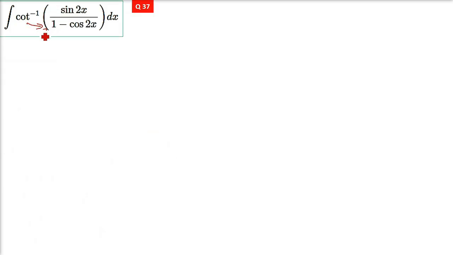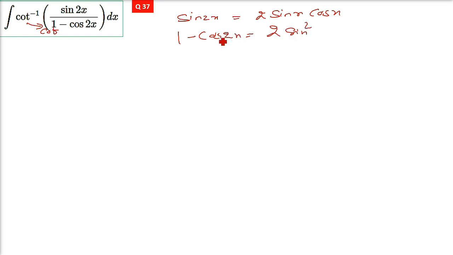Now cot inverse. So what do we need here? We need a cot here, so that cot and cot inverse can be cancelled out, and we are only left with the internal thing. So sine 2x can be written as, you know the standard result of sine 2x, it's 2 sine x cos x. What about 1 minus cos 2x? You know it by now. 1 minus cos 2x can be written as 2 sine square x by 2. So since it is 2x, it is 2x by 2, that is x.